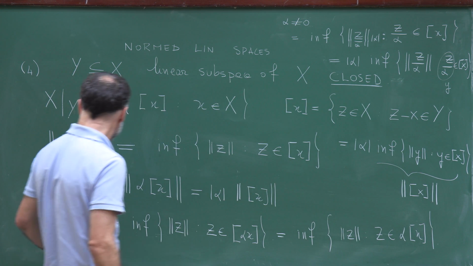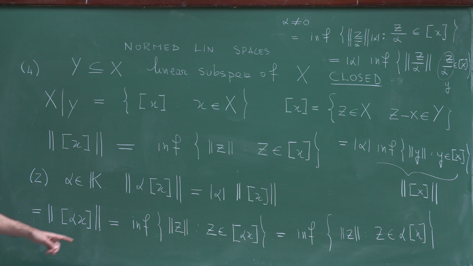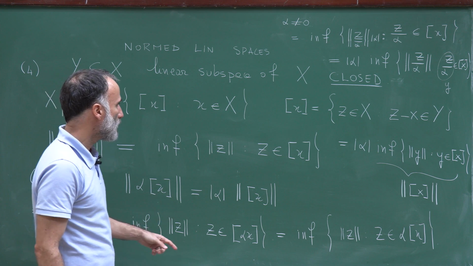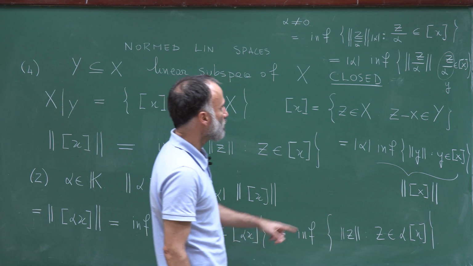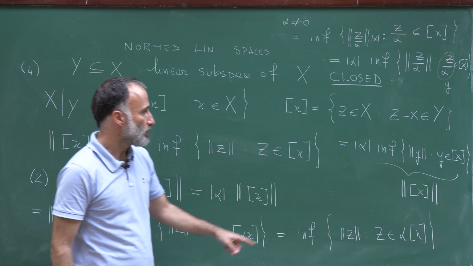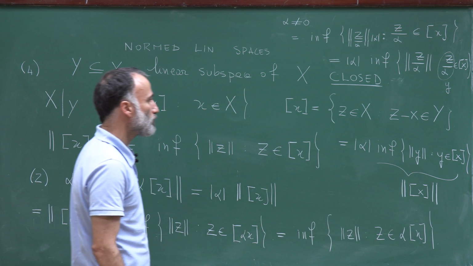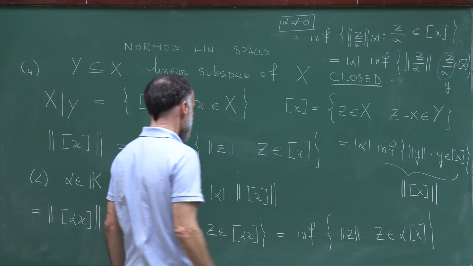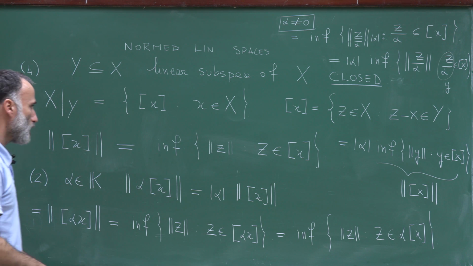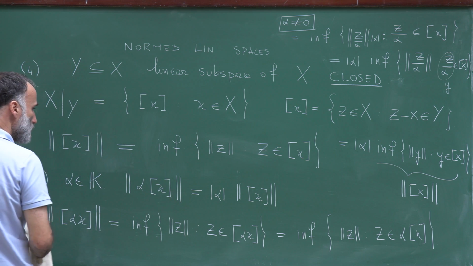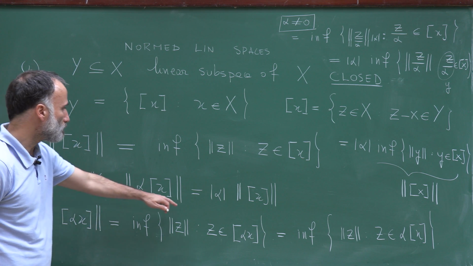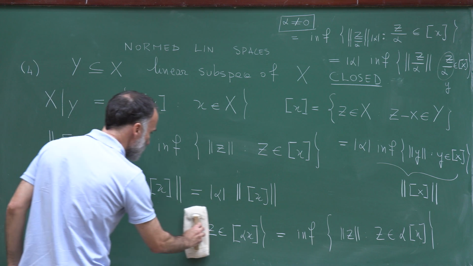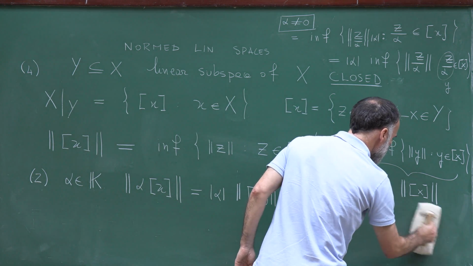And therefore this proves that indeed the norm of alpha times the equivalence class of x is equal to the absolute value of alpha times the norm of the equivalence class of x, in the case in which alpha is different from 0. So we proved that identity in the case in which alpha is different from 0. So now let's consider the case in which alpha is equal to 0.